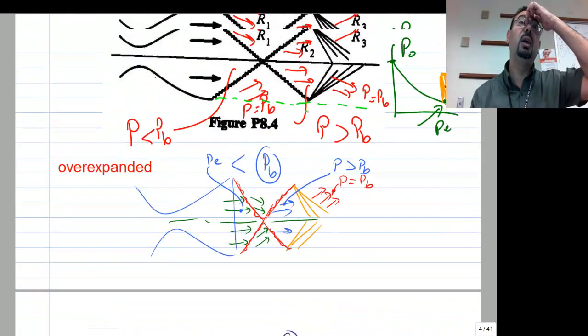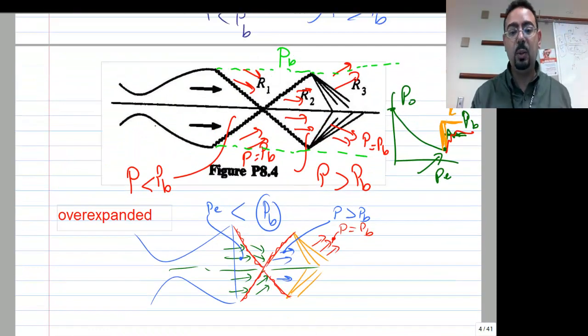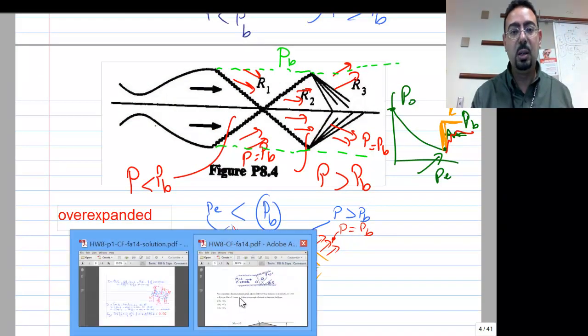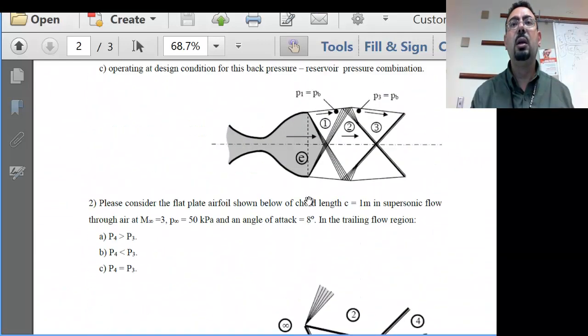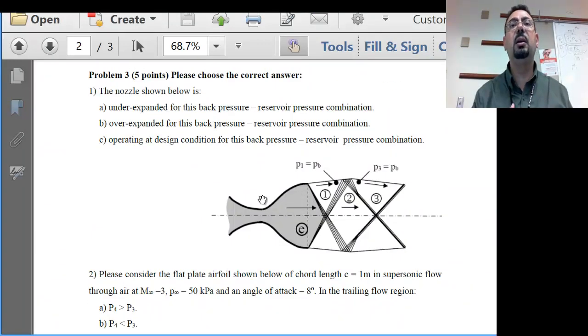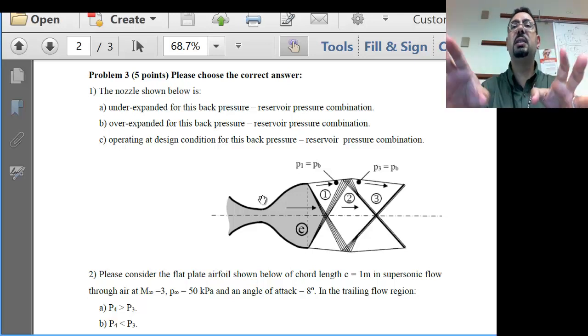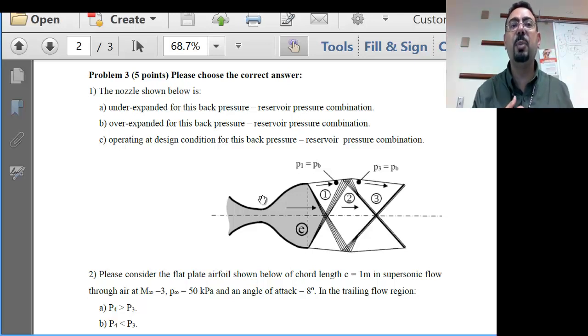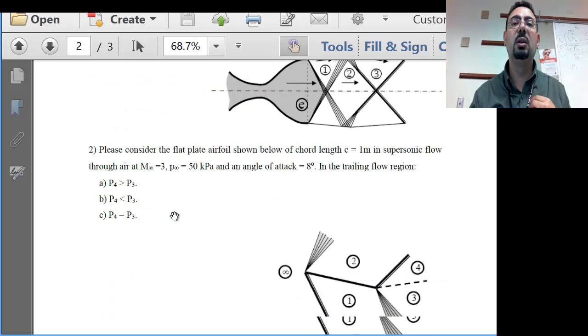All right. Okay, you got it? So what are the questions? It's something like this, and it asks: the nozzle shown before, is it underexpanded, overexpanded, or operating at design condition, for this specific pressure and reservoir pressure combination? Obviously not operating at design condition. Design condition shouldn't have any of those things. You have perfect supersonic exit. I'll let you think which one it is.